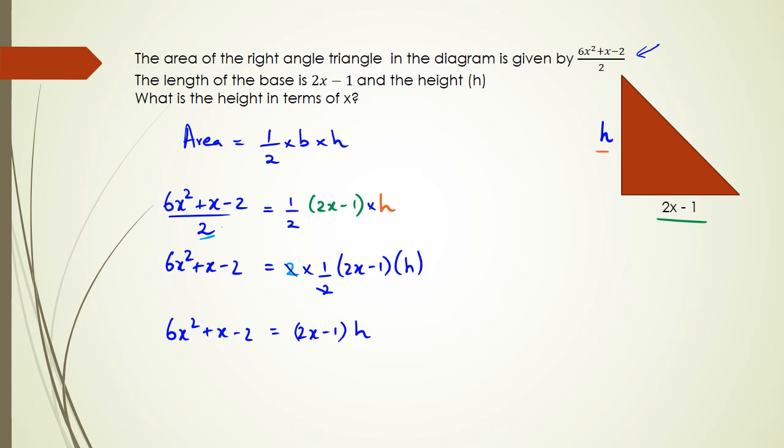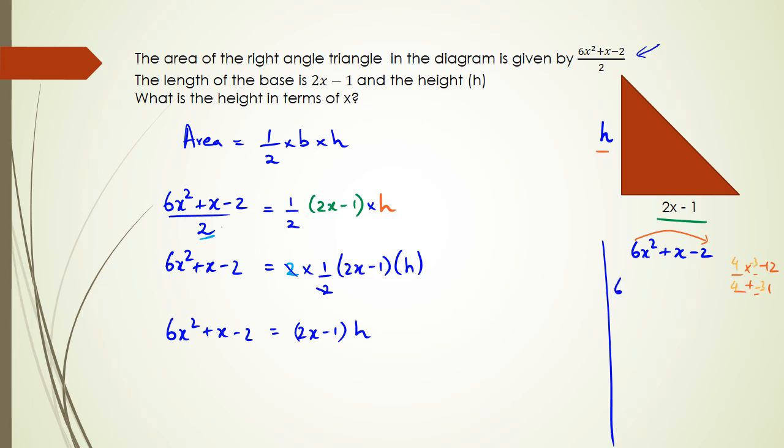Now there's lots of ways in which you can do this question from this point onwards. You can factorize the quadratic on the right hand side. That's one way, so I'm going to show you that one first. Because we've got 6x squared plus x minus 2, we're looking for two numbers that multiply to negative 12 and add up to positive 1. So that means we're looking at the numbers 4 and negative 3.